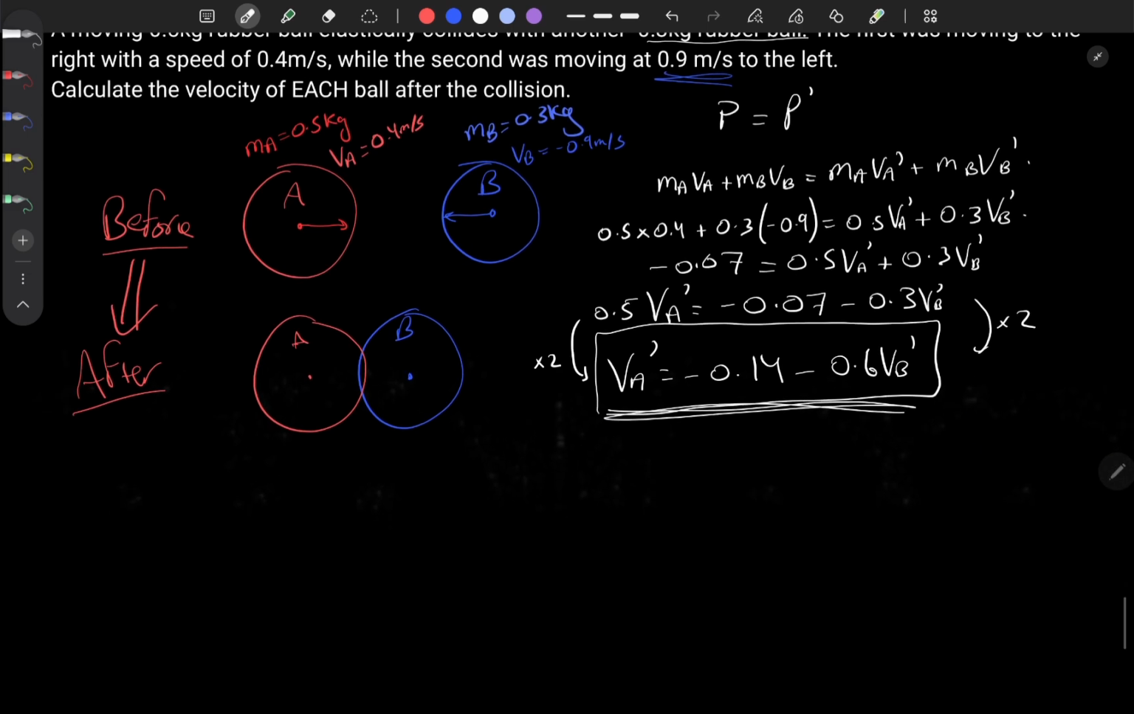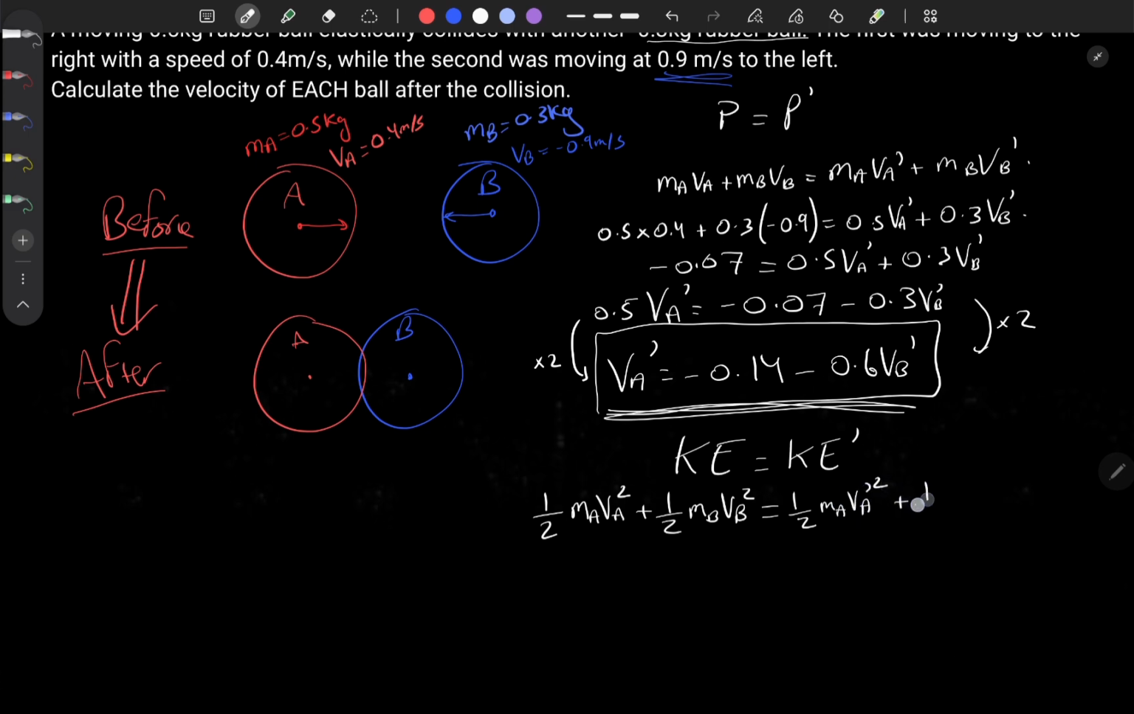So now we're going to look at the conservation of energy. So kinetic energy before the collision is equal to the kinetic energy after the collision. Now we want to expand the kinetic energy, so we're going to say that half of the mass of A times the velocity of A squared plus half of the mass of B times the velocity of B squared is equal to half of the mass of A times the velocity of A after the collision squared plus half of the mass of B times the velocity of B after the collision squared.